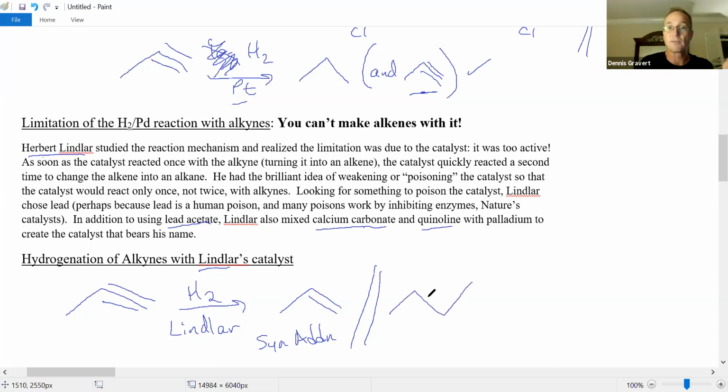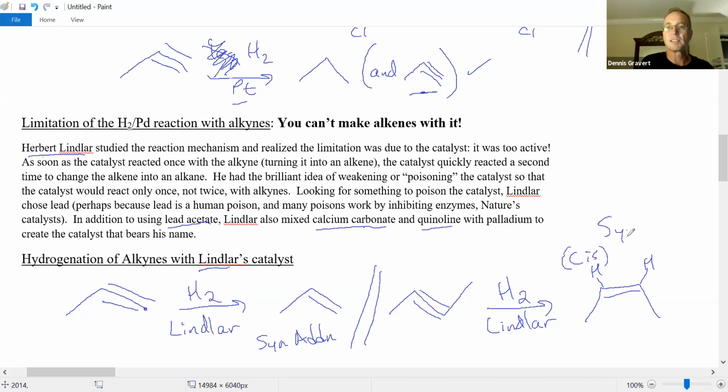So if you have a triple bond that's not at the end of a chain, but in the middle, and you say, okay, I want to take that triple bond and make it a double bond with Lindlar's, then you're going to make the cis product because the two hydrogens add to the same side, because of syn addition. You don't get the trans.